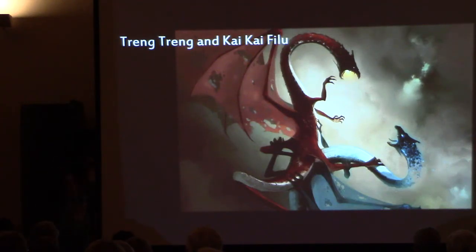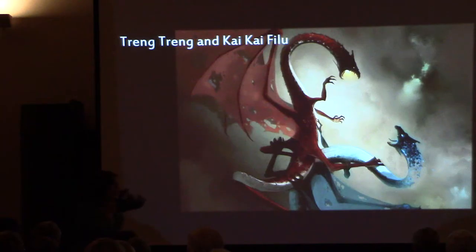In the Andes, in South America, from southern Peru down to southern Chile, there are two dragons that are always at war. And they are Tren Tren, who represents the earth, and Kai Kai Filu, who represents the sea. Now, why don't one of you tell me which one represents the sea? The blue, right? And the sea is blue. And so, Kai Kai Filu is down there on the bottom, and Tren Tren, red, brown, the earth, okay?